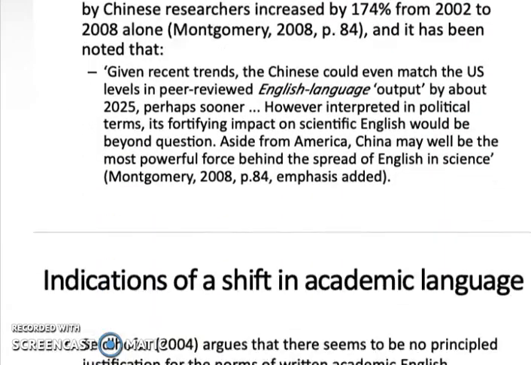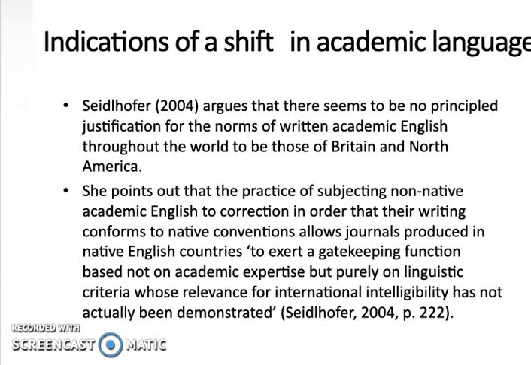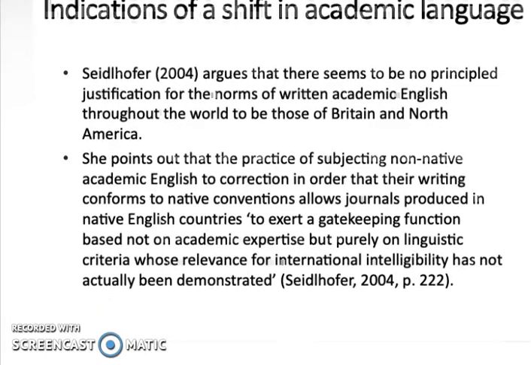Okay, let me continue with implications of English in academic publishing. The author argues that there seems to be no principled justification for the norms of written academic English throughout the world to be those of Britain and North America. And of course, she points out that the practice of subjecting non-native academic English to correction, so that their writing conforms to native conventions, allows journals produced in native English countries to keep control.